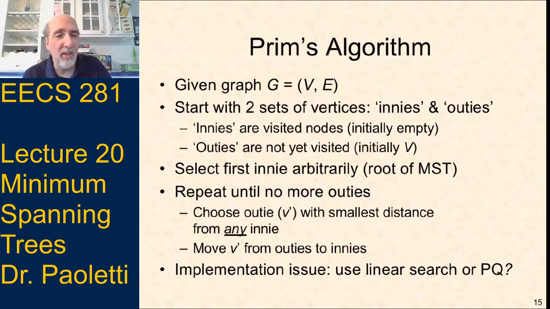Then we keep doing this process until there's no one else in the outie set. We pick the outie with the smallest distance from any innie. We move that V prime over from the outies to the innies, and we keep doing this. And there's an implementation issue. When we do this, how do we pick that smallest distance? We could do a linear search, we could do a priority queue, etc. So we're going to look at different ways to implement it.